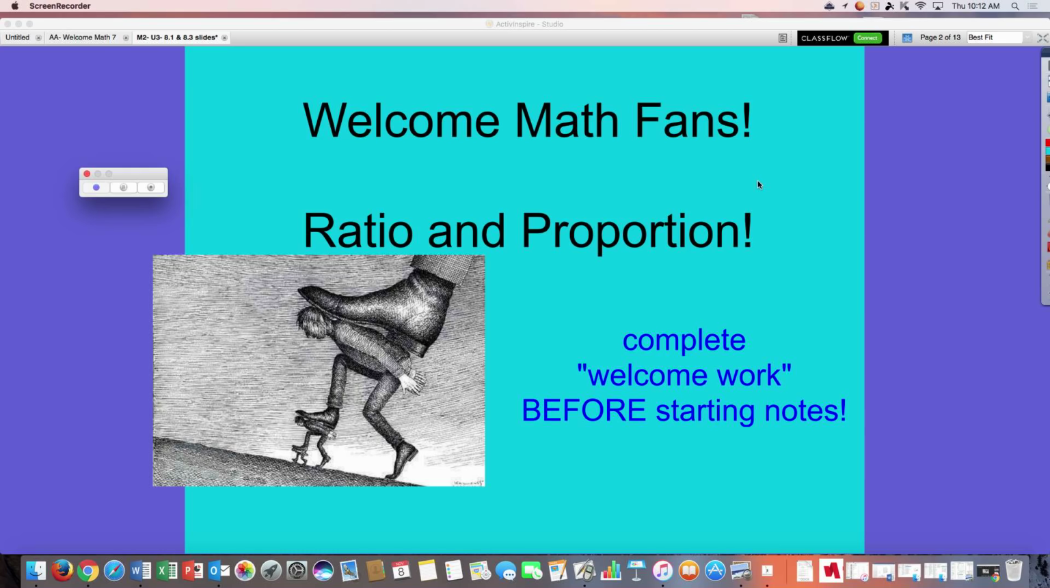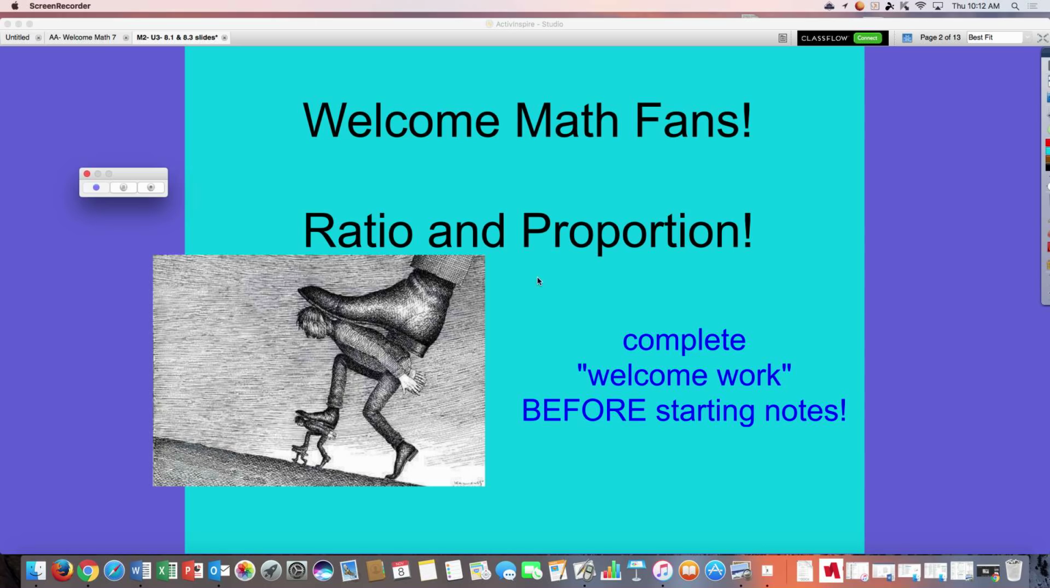Welcome to Ratio and Proportion, Unit 3. We're done with two-step equations for a while. Make sure you complete the welcome work before starting notes. If you haven't done that, stop the tape now and start again when you've completed it.